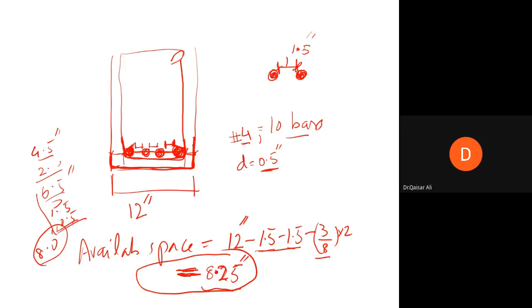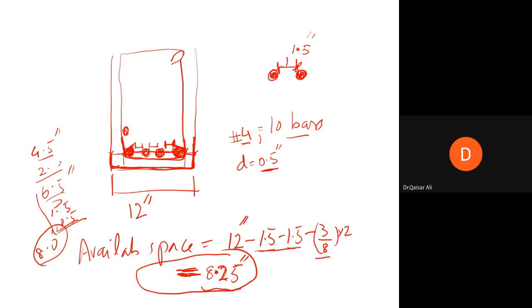If 5 bars of number 4 are placed in one layer, then this total space of 8.25 inch will be consumed. Then the remaining 3 bars will be placed on top of this, in another layer. 5 and 3 more bars. This will be the situation for number 4 bar.